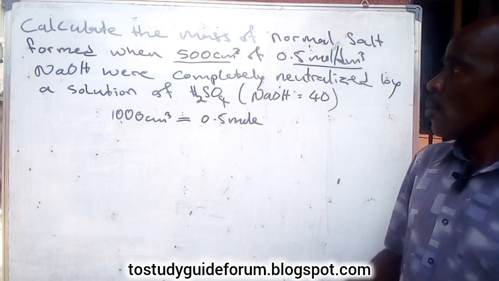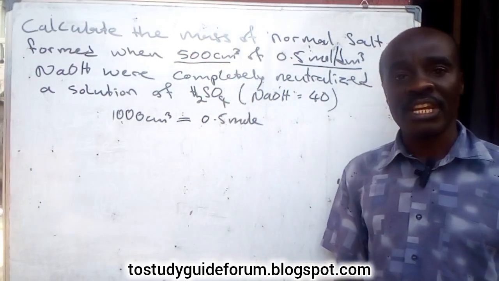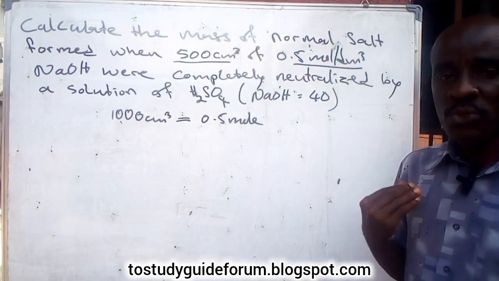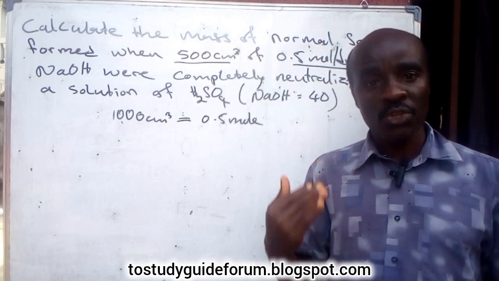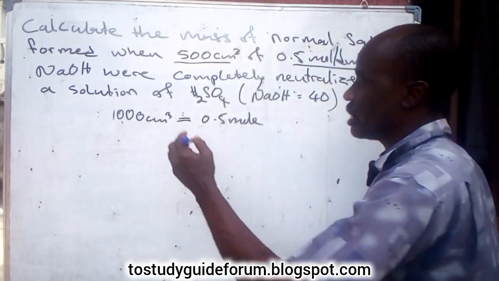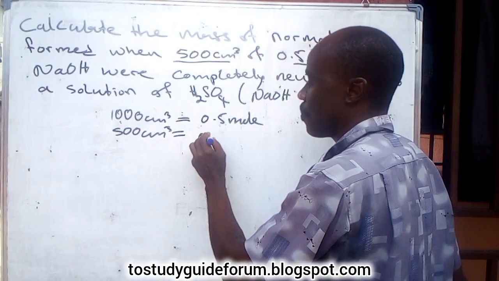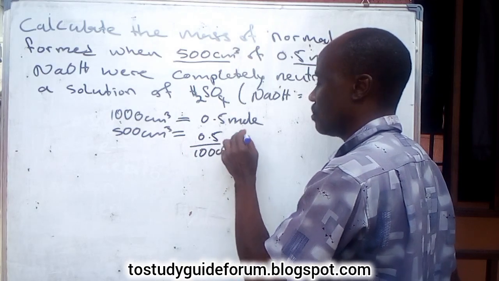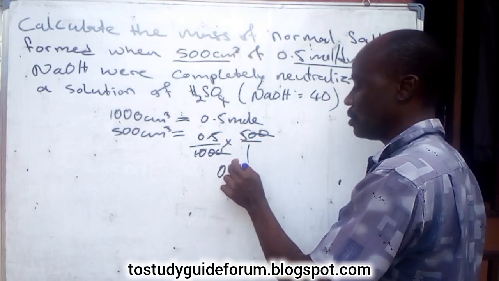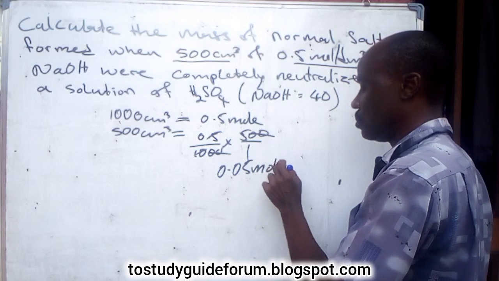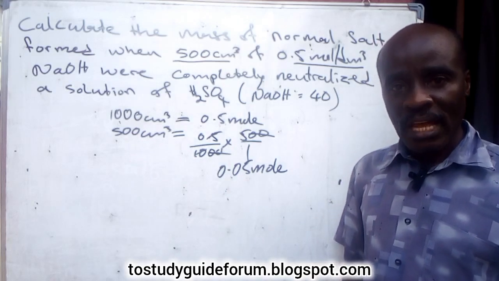Now, since every 1000 cm³ contains 0.5 mole, what will 500 cm³ contain? Because if you're able to get the number of moles we have in 500 cm³, you are already halfway to the solution of the problem. How do we get that? 500 cm³ will be equal to 0.5 over 1000 times 500 over 1. If we cancel out, we have 0.05 mole. That 0.05 mole is what we have in 500 cm³. But that is not the end of it.